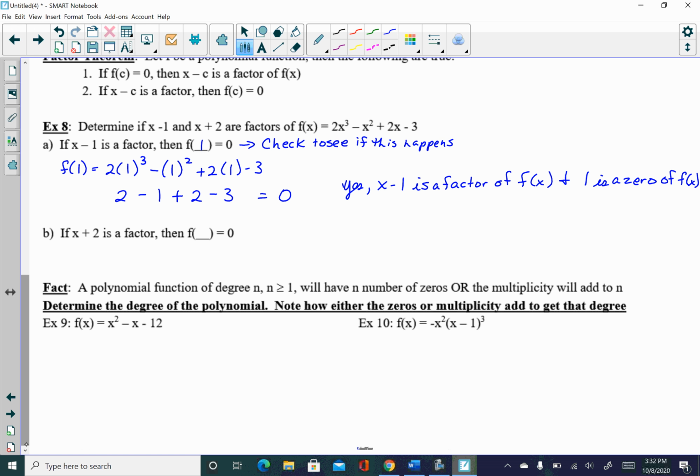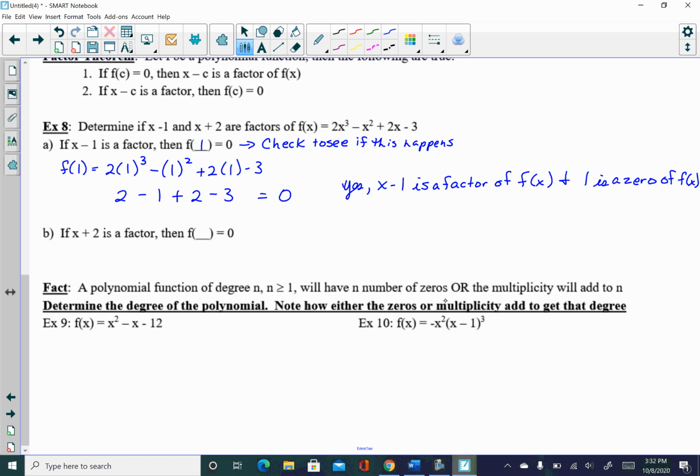It says a polynomial function of degree n, where n is greater than or equal to 1, will have n number of zeros, or the multiplicity will add to n. Okay, so that will be a nice way for us to check ourselves as we move forward with our polynomial functions. I'm going to look at example 9 and 10 together so that you can see the different nuances between the two different problems.